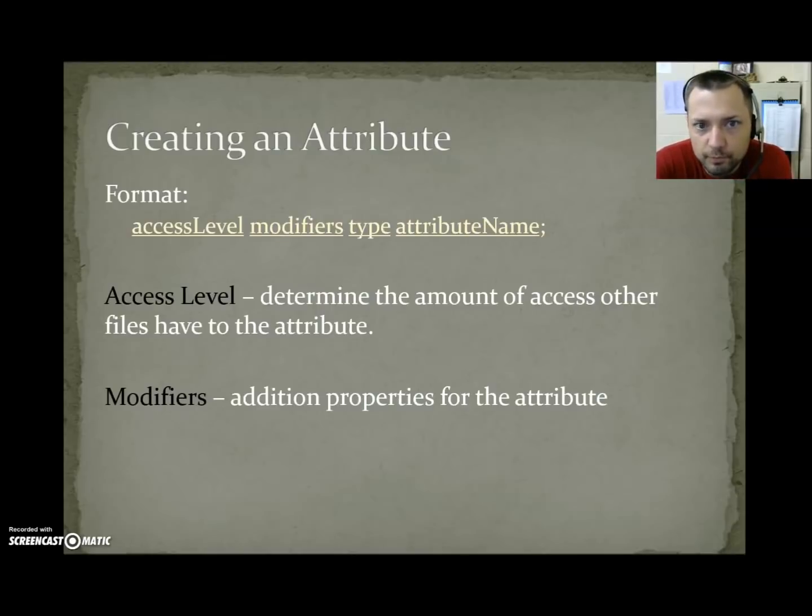Creating an attribute. We list off the access level, followed by the modifiers, then the type, then the attribute's name. Access level determines the amount of access other files will have to this attribute. Modifiers are additional properties for the attribute. There I wrote addition, but write down additional properties for the attribute.